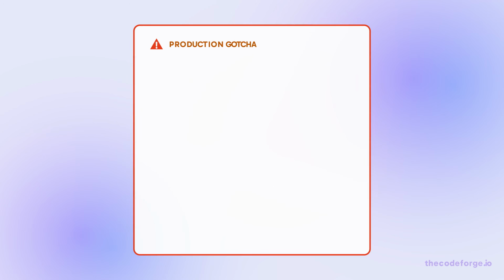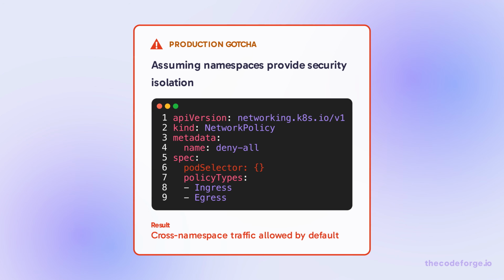Namespaces alone do not isolate network traffic. By default, any pod can reach any other pod across namespaces. You must explicitly define network policies to restrict traffic.